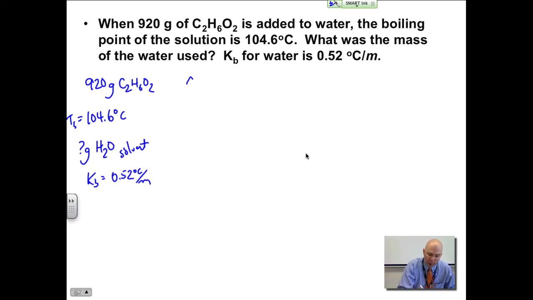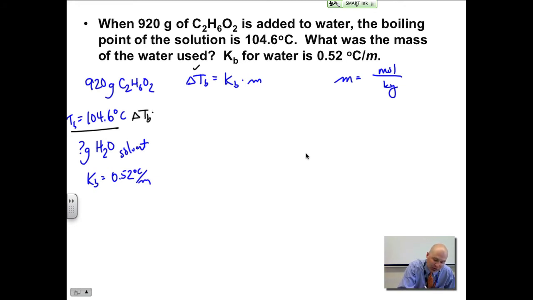Well, we've got two formulas we're going to use. The change in temperature is the Kb times the molality, and then the molality is the moles per kilogram. Let's just see what we have. I have the change in temperature. Now this is the new temperature. That's the boiling point. Water boils at 100, so the change in temperature must only be 4.6. That's important to recognize, right? Because the boiling point is 104.6, but its original is 100, so its change is 4.6.